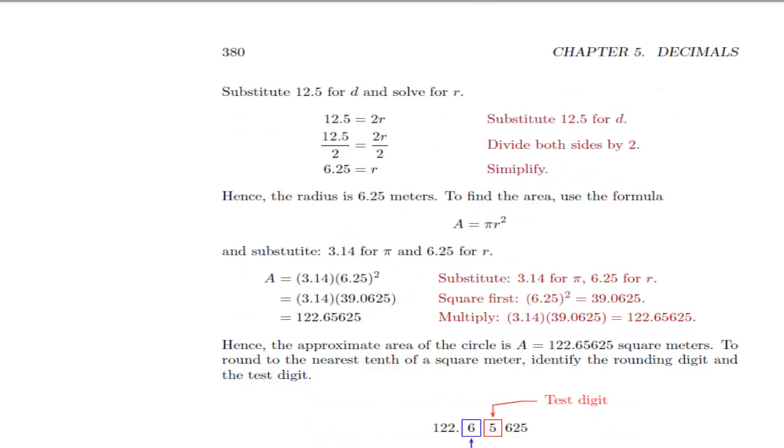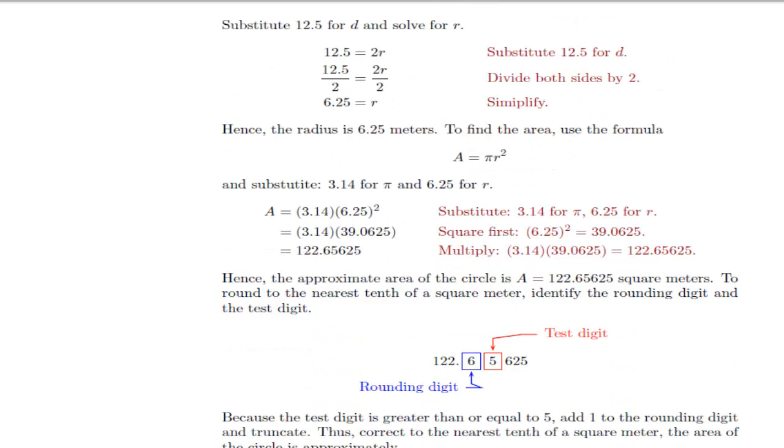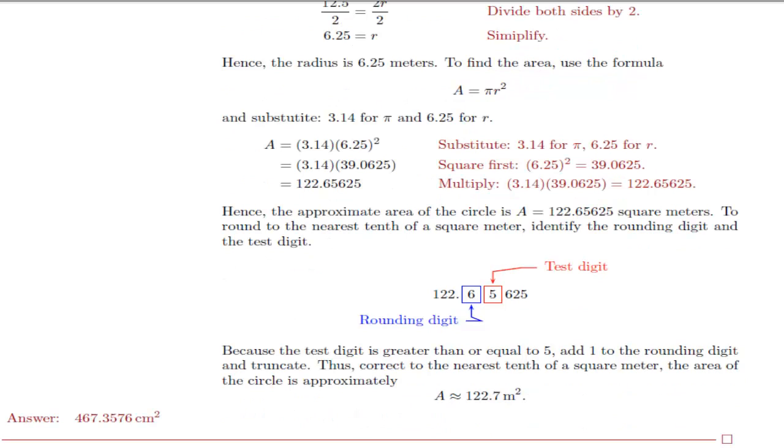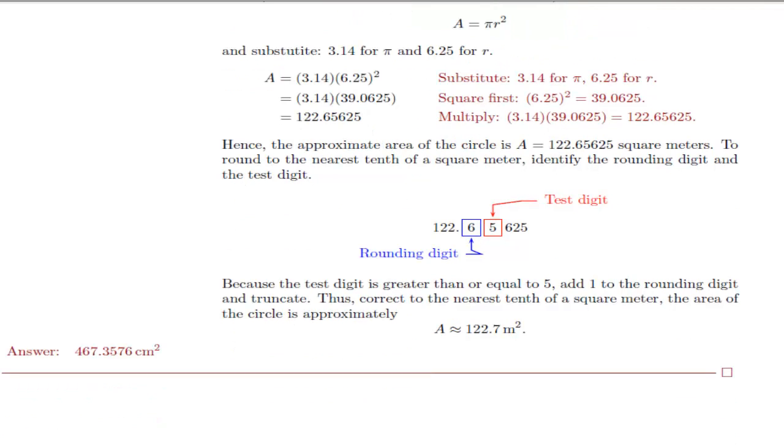To find the area, use the formula A = πr squared, and substitute 3.14 for pi and 6.25 for r. So the area A = 3.14 times 6.25 squared. First, simplify the exponent part. 6.25 squared is 39.0625. Then 3.14 times 39.0625 is 122.65625. Hence, the approximate area of the circle is A = 122.65625 square meters.